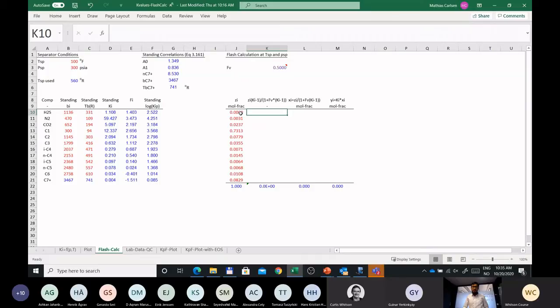For the flash calculation, we need an estimate of the k values, and we are getting them from the Standing correlation. That's something we discussed yesterday: at low pressures we have correlations that generally predict reasonable k values, and Standing is one of those. So we will believe that the k values at these separator conditions are reasonable from the Standing correlation, and we are going to use those values for that purpose.